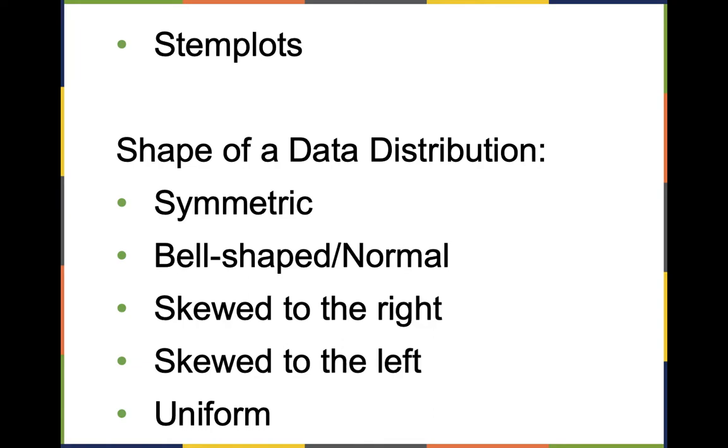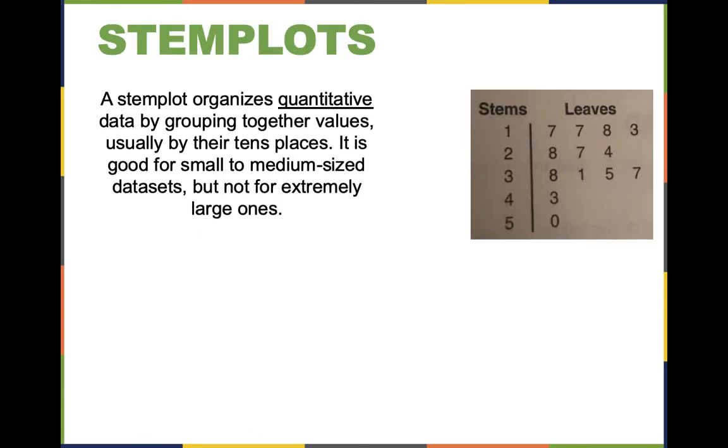In this short video, we're going to look at stem plots. We're also going to look at possible shapes of a data distribution. Those shapes are symmetric, bell-shaped or normal, skewed to the right, skewed to the left, and uniform.